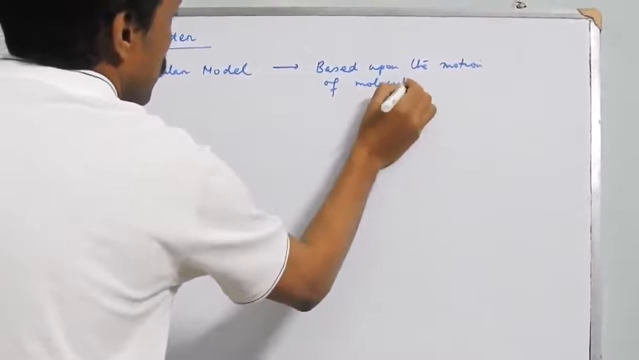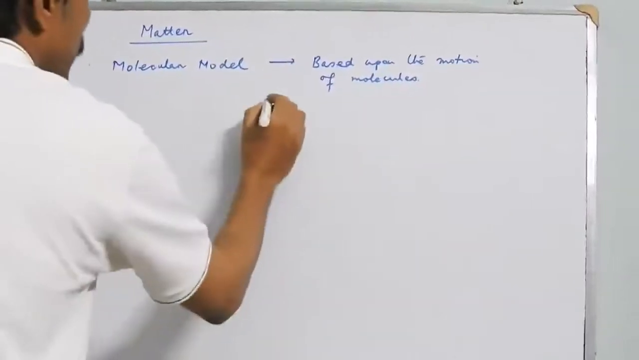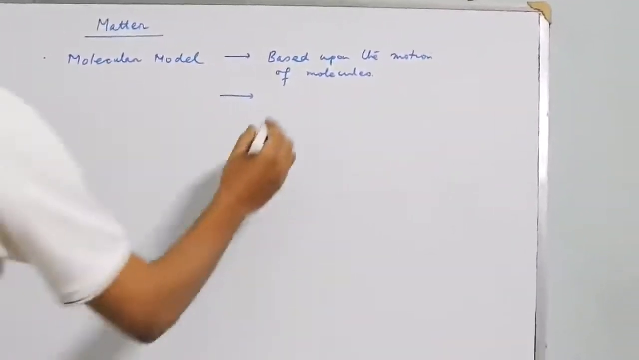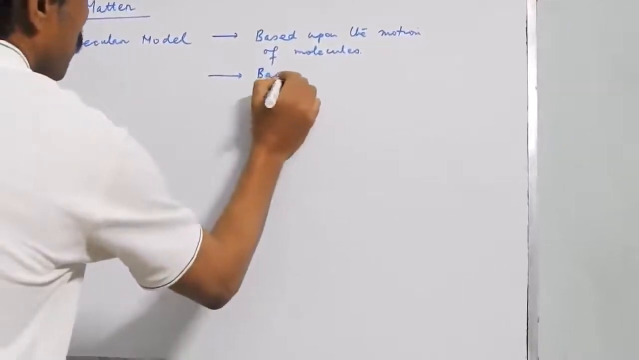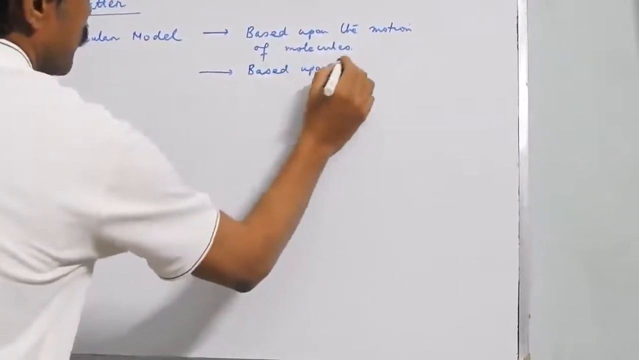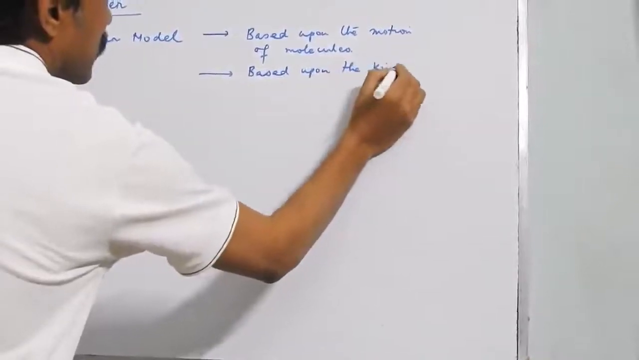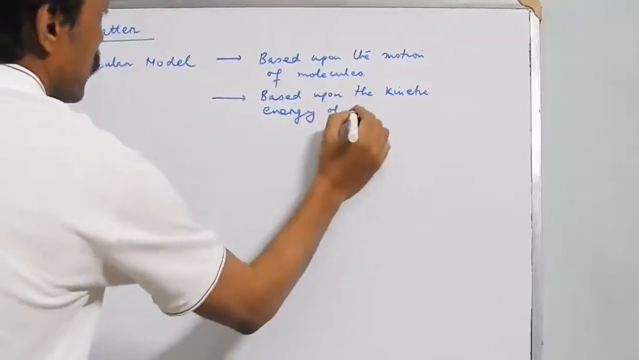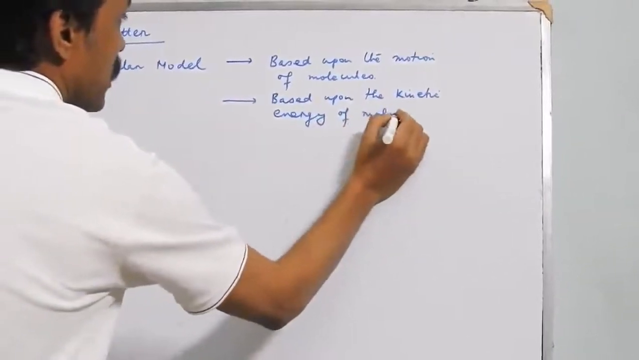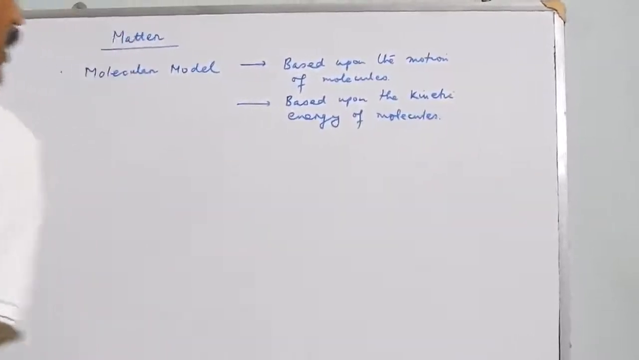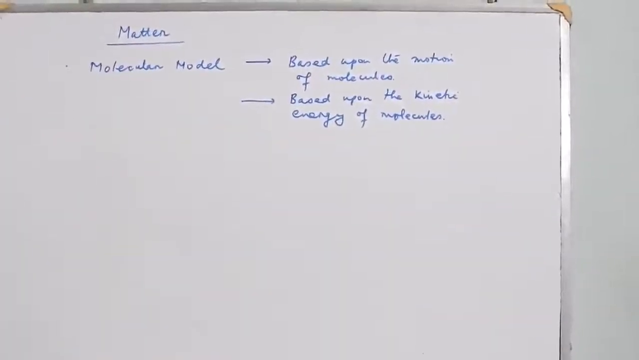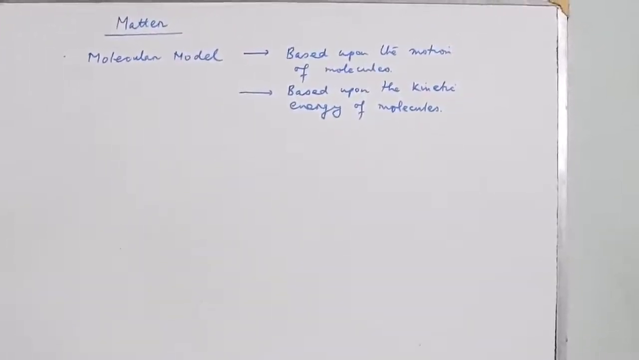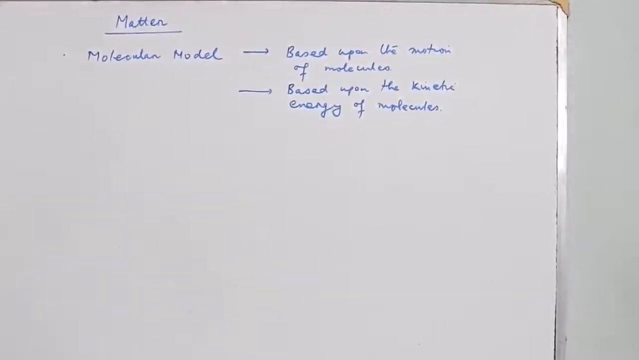or you can say it is based upon the kinetic energy of the molecules, because the moving molecules will always possess some kinetic energy. So you can say that this model is also based upon the kinetic energy of the molecules. As we already know, molecules are in continuous random motion, and definitely during motion they possess kinetic energy. So this model is a comparative study of the behavior of the molecules of solids, liquids and gases.